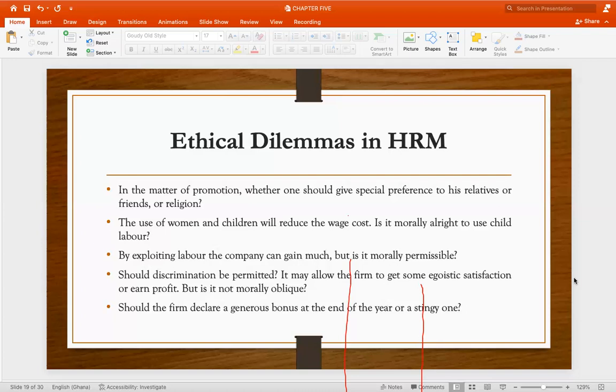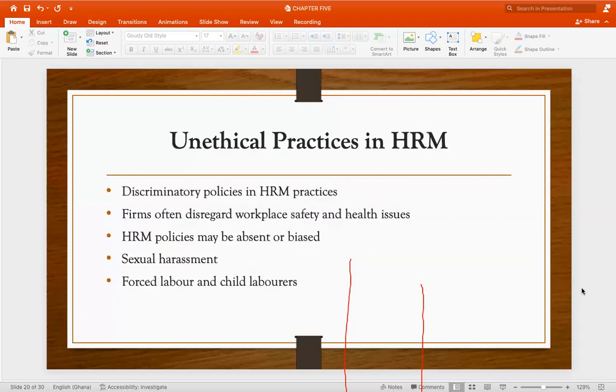It may allow the firm to get some egoistic satisfaction or earn some more profit, but it is morally not right. These things will not last. They are short-lived. So should the firm declare a generous bonus at the end of the year or a stingy one? So these are all dilemmas in human resource management.